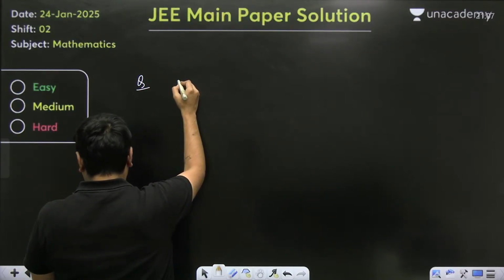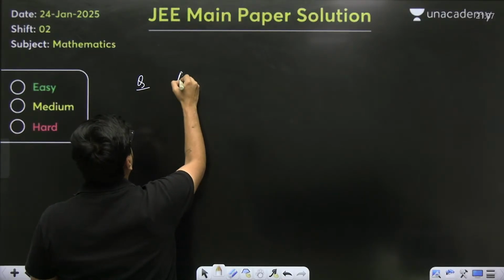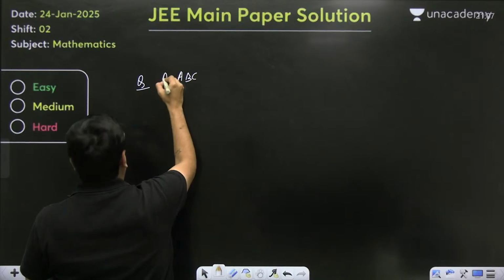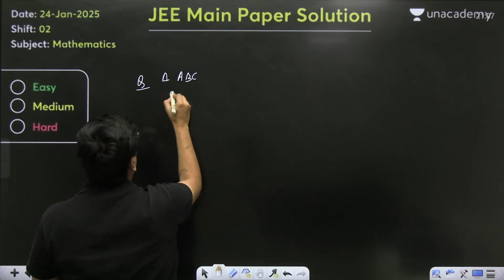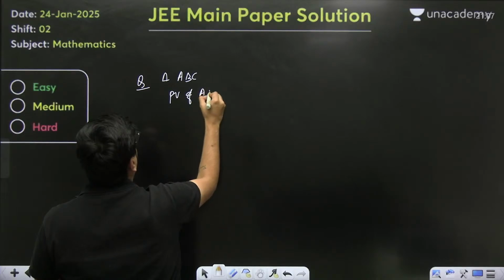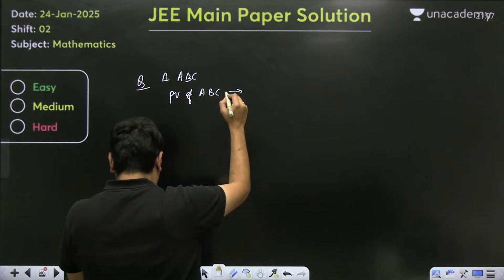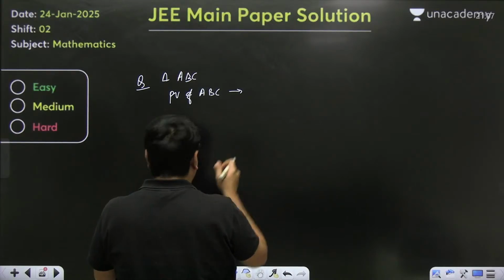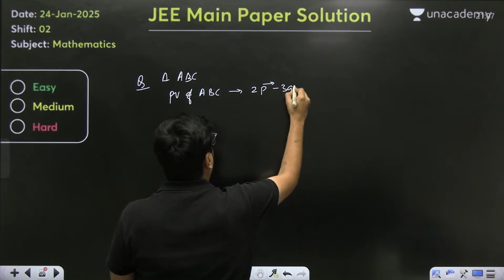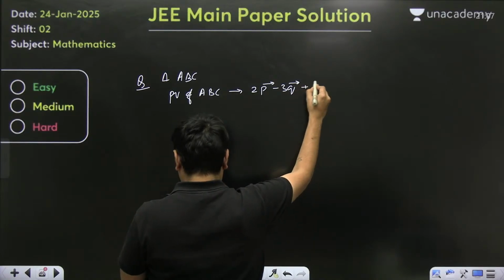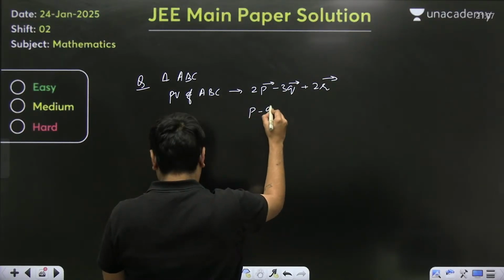Question says there is a triangle ABC with vertices having position vectors, and the position vectors of A, B, C are given to us. It's not very clear, no problem. I'll just explain the question. 2p vector minus 3q vector plus 2r vector, this must be A.